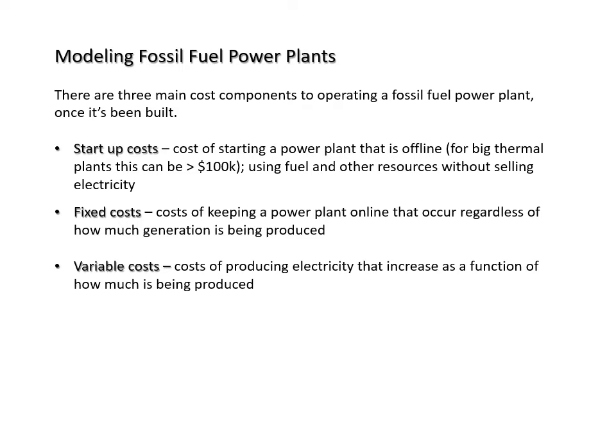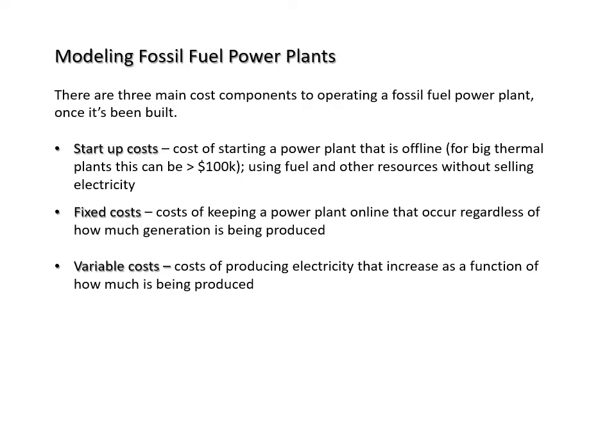The first is startup costs. So remember that we have AC power systems. And so every power plant that's providing electricity onto the grid has to be operating at 60 hertz. And so for a power plant to go from offline to online and producing electricity at the right frequency takes some time. And it really takes fuel. So it takes a lot of fuel to ramp a power plant up to the point where it's synchronized, producing electricity at the right frequency. And so there's significant cost associated with that process.